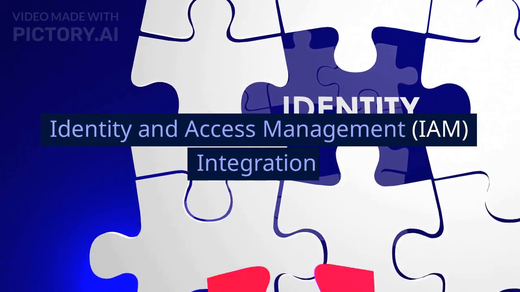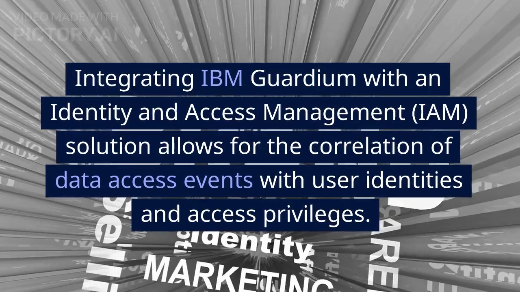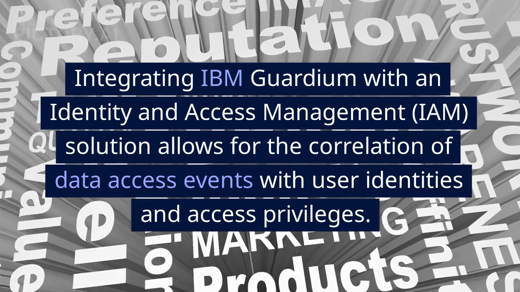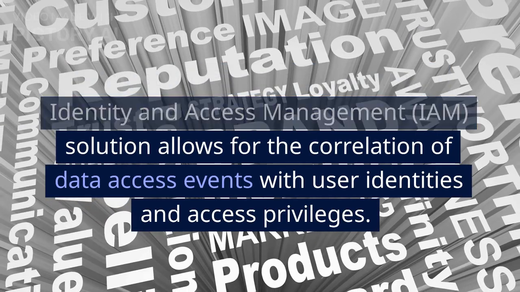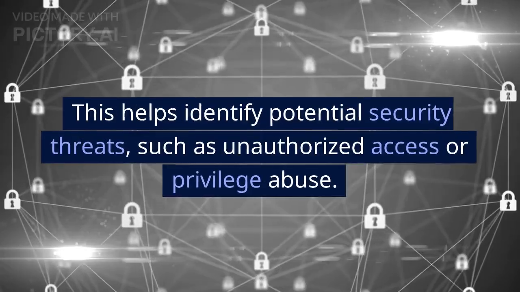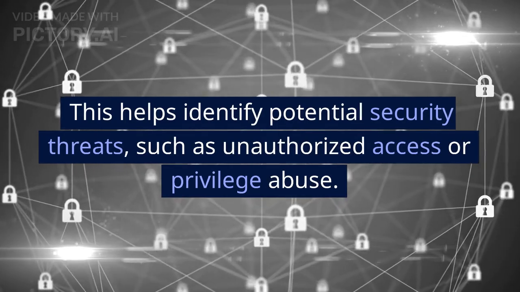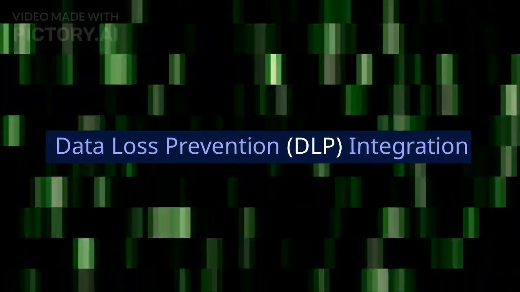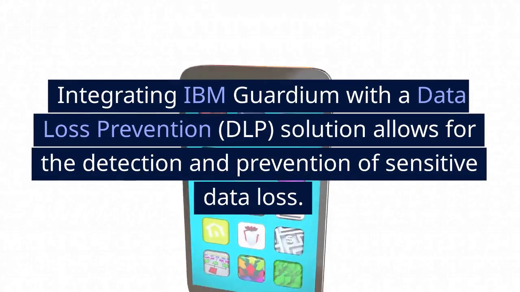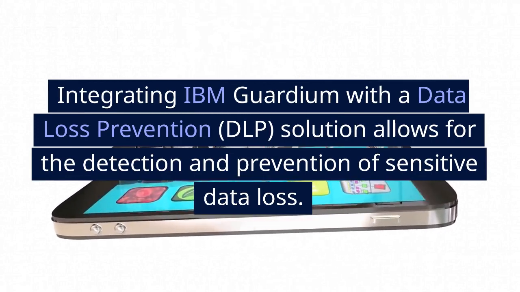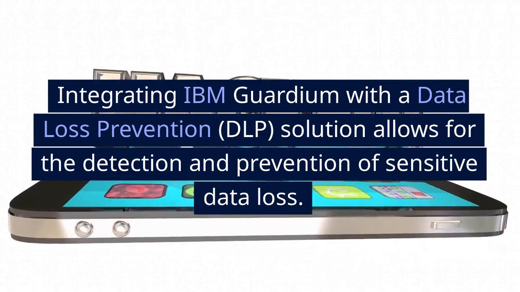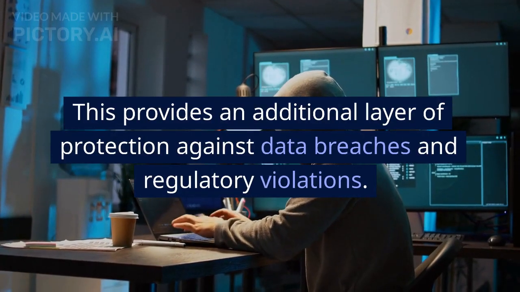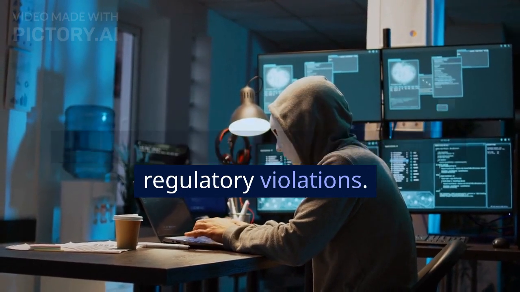Identity and Access Management (IAM) integration. Integrating IBM Guardium with an Identity and Access Management (IAM) solution allows for the correlation of data access events with user identities and access privileges. This helps identify potential security threats, such as unauthorized access or privilege abuse. Data Loss Prevention (DLP) integration. Integrating IBM Guardium with a Data Loss Prevention (DLP) solution allows for the detection and prevention of sensitive data loss. This provides an additional layer of protection against data breaches and regulatory violations.